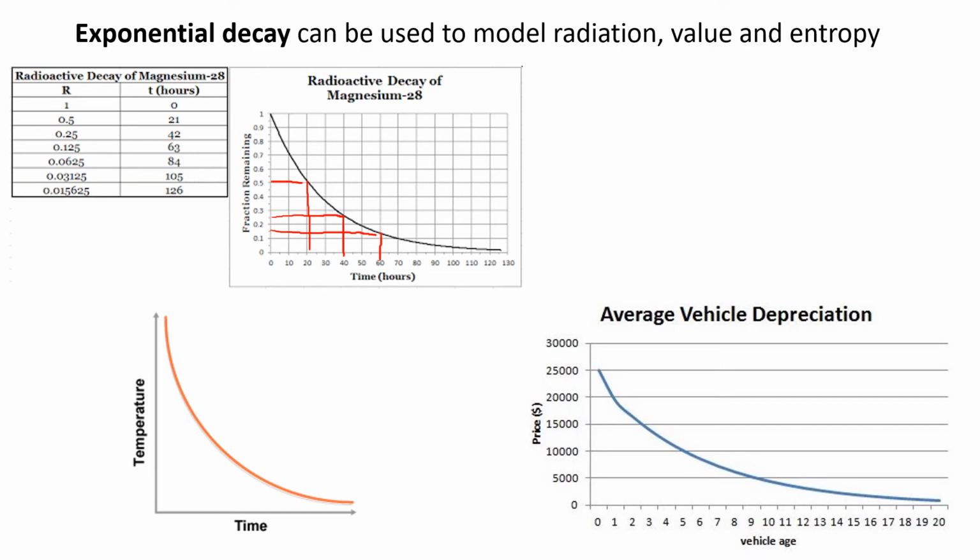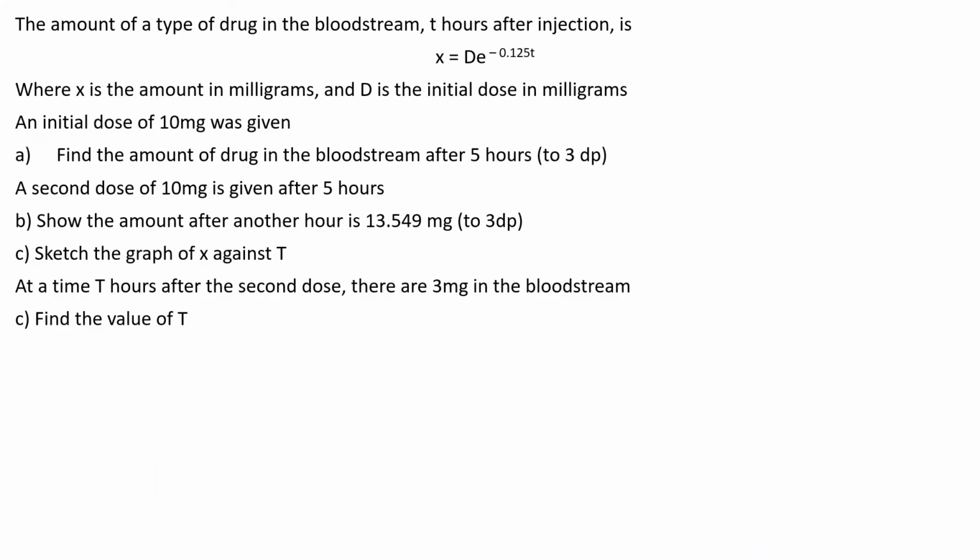So let's actually look at an example of this. Let's consider the amount of drug in a bloodstream. This is a good exam question that we found here. The amount of drug in the bloodstream is represented as x equals d e to the minus 0.125 t, where x is the amount in milligrams and d is the initial dose in milligrams. We've been given an initial dose of 10, so we can say d equals 10. Part A: find the amount of drug in the bloodstream after 5 hours to 3 decimal places.